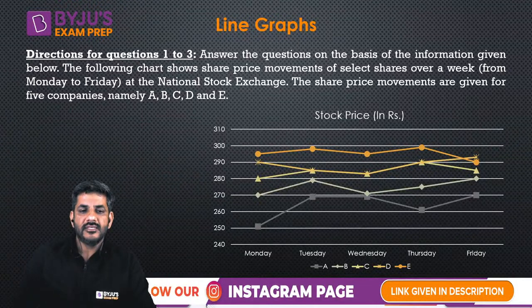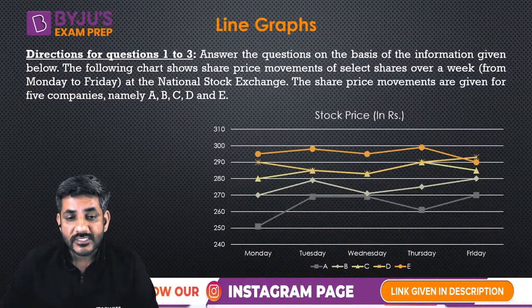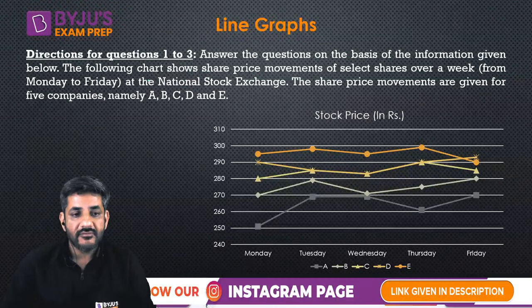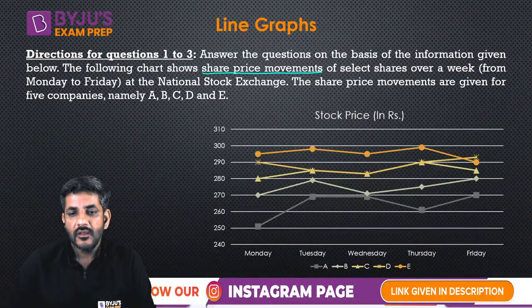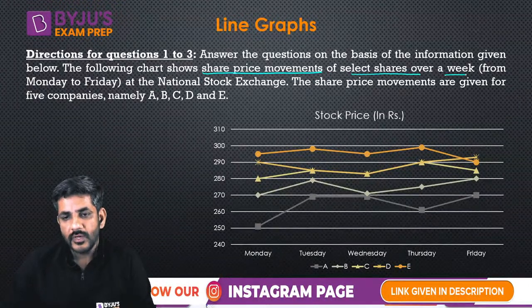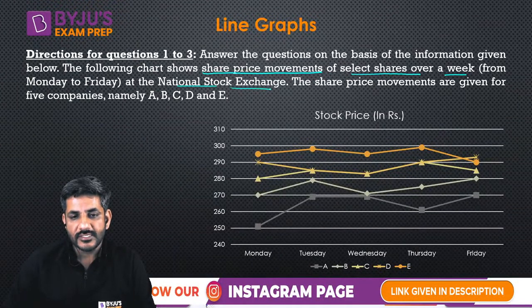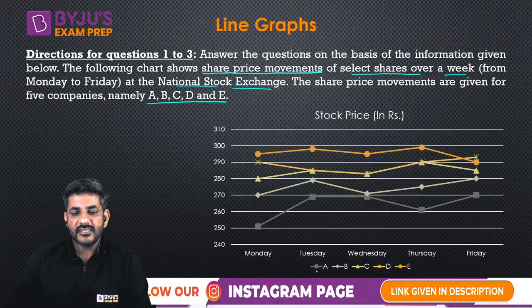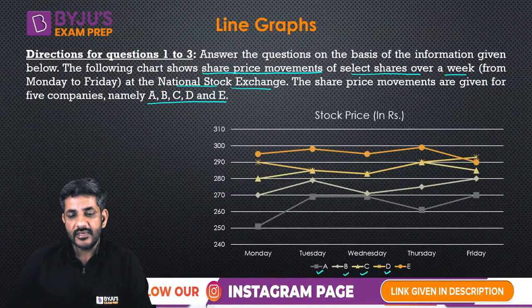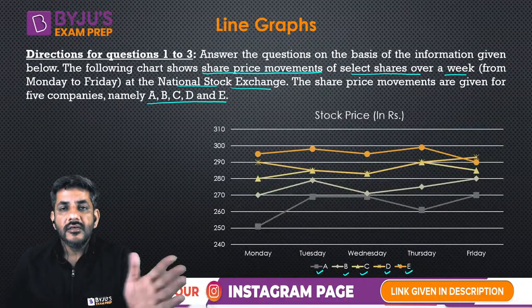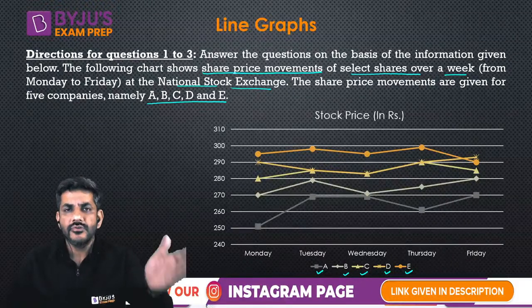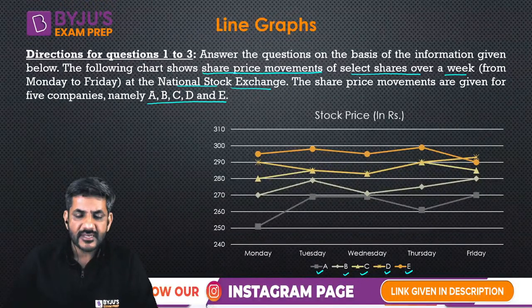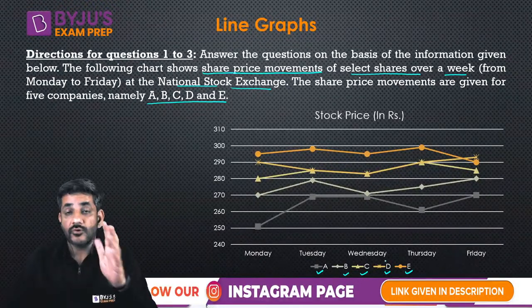So let's have a look at this question. Answer the questions on the basis of the information given below. The following chart shows the share price movements of selected shares over a week at the National Stock Exchange. The share price movements are given for A, B, C, D and E. So these are the 5 shares A, B, C, D, E, and their weekly movement is given, that what was the price on Monday, what was the price on Tuesday, Wednesday, Thursday, Friday. इस तरीके फ्राइडे तक के प्राइसेस हम लोगों को दे रखे हैं.